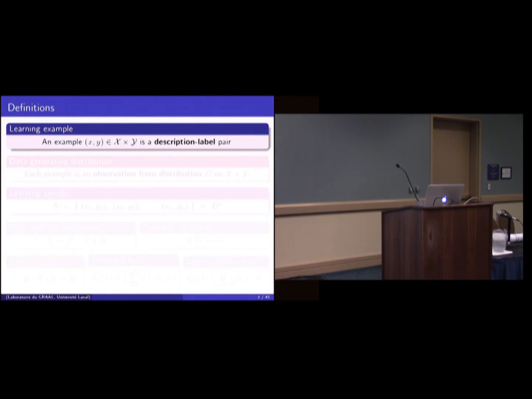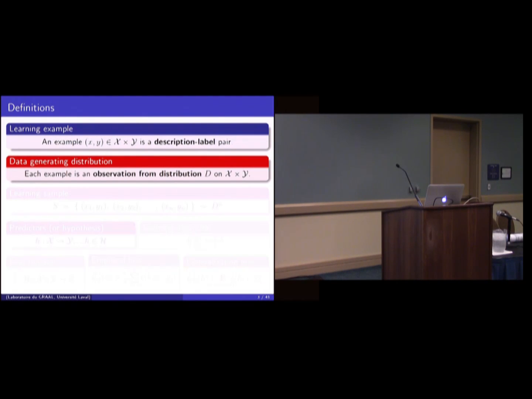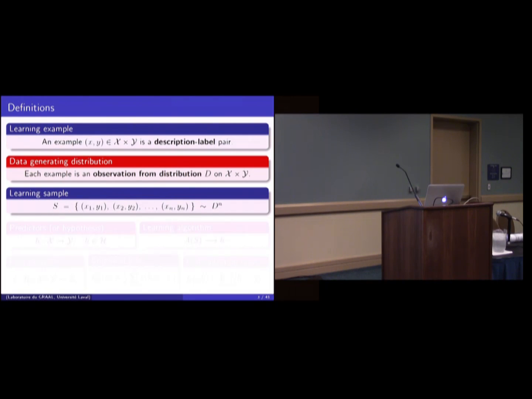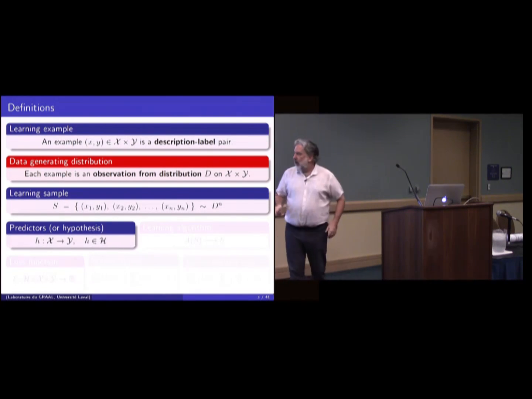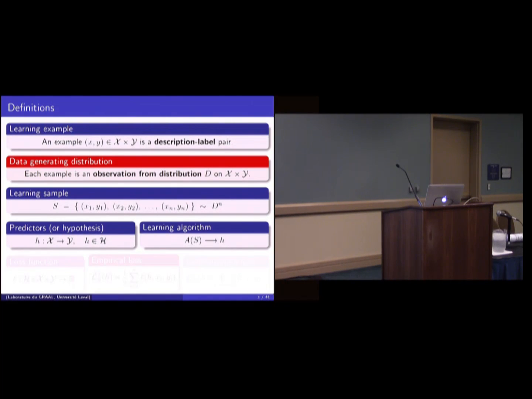So let's start with definitions. I use the basic, usual standard. X, Y are a description and label pair. We are supposing, except where stated differently, that all the data is given by an unknown distribution D. The learning sample is denoted by S. A predictor, or hypothesis, is basically a function that starts from the description X and tries to predict the correct label.